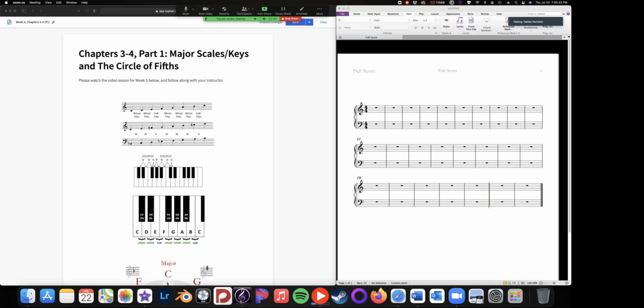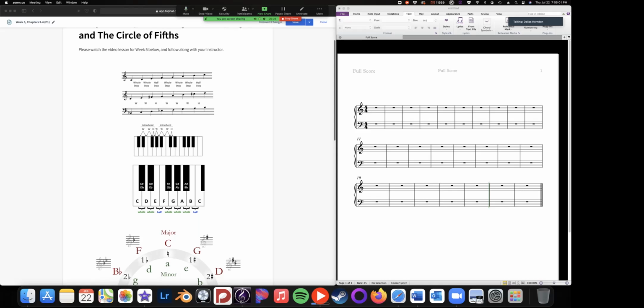We'll use this first scale, C major, as an example. C to D is a whole step. D to E is a whole step. E to F is a half step. F to G is a whole step. G to A is a whole step. A to B is a whole step. And lastly, B to C is a half step. So we have 2 half steps and 5 whole steps in each major scale. We can also look at this in terms of the piano keyboard.